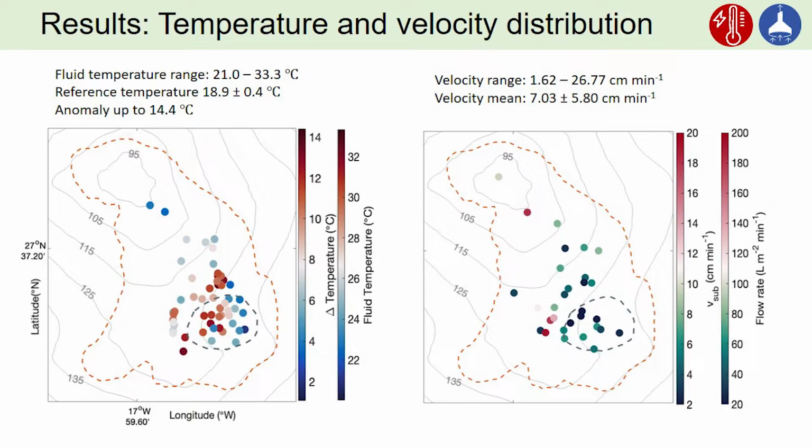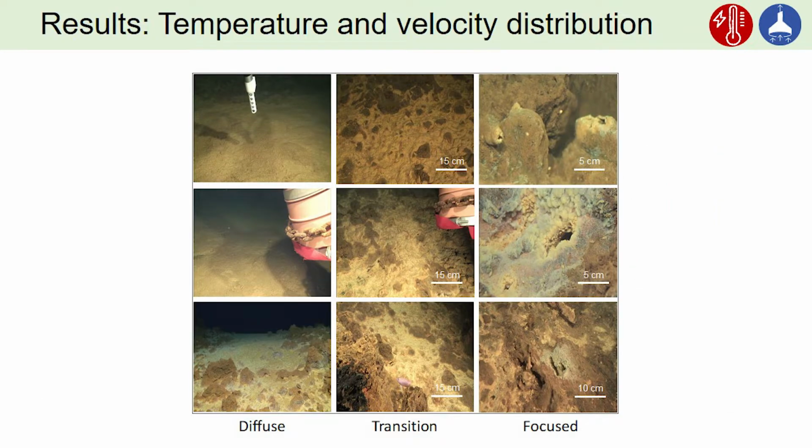And also we see how variable is the velocity. So we wanted to know what can control or what can decide this uneven distribution of temperatures and velocities. And that's why we try to classify all the stations depending on the venting structure or the geomorphological structure. That's why we classify all the stations into a group of diffuse stations, transitionals, or focus.